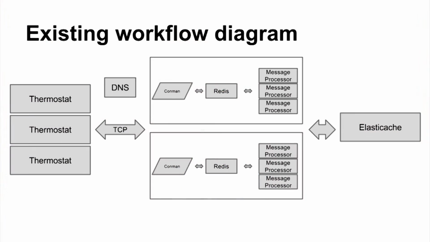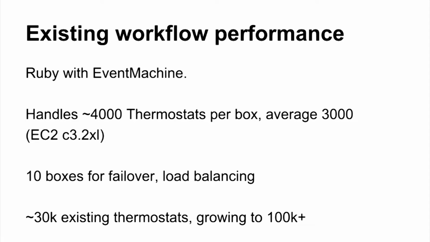The current existing workflow diagram is we have a bunch of thermostats making TCP connections via DNS round robin to a series of Conman servers. The Conman then passes messages to Redis. Redis holds messages that the processors pull off, and then they eventually push further messages into Elasticache.